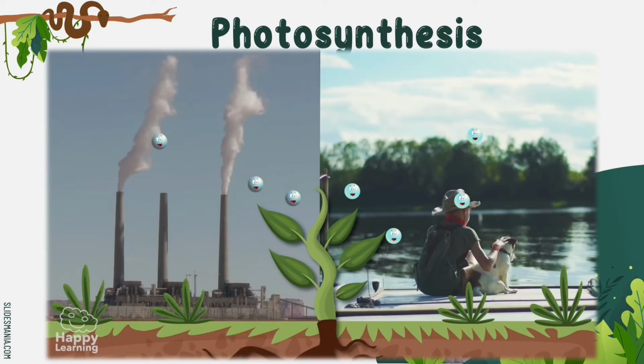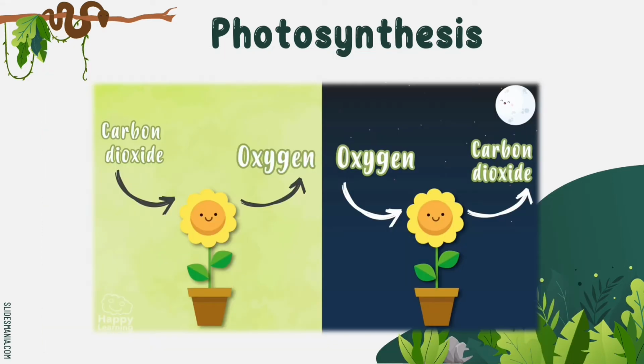So during photosynthesis, they are taking the carbon dioxide from the air and giving out oxygen, because when they use carbon dioxide they give out oxygen. You can see the first picture. In the daytime, what happens? They take in carbon dioxide and give out oxygen. At night, like us, they breathe normally, they take in oxygen and they give out carbon dioxide.